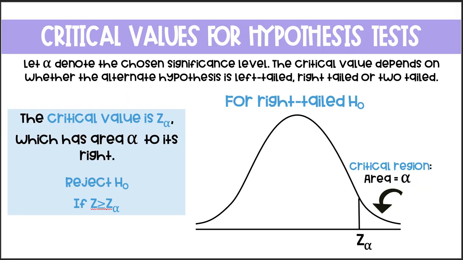Similarly, when we have a right tail test, if our test statistic value is greater than our critical value and it falls in the critical region, we reject the null hypothesis.